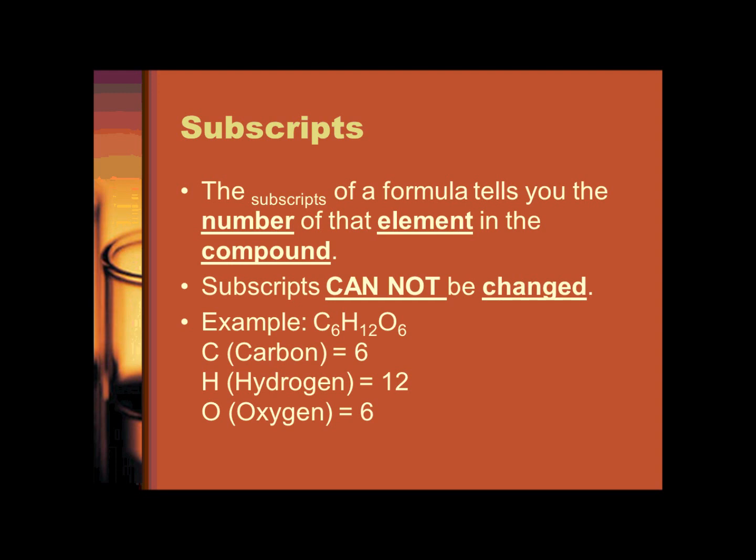Subscripts. You guys already know a lot about subscripts. The subscripts of a formula tell you the number of that element in the compound. Subscripts cannot be changed. So unlike coefficients, subscripts cannot be changed. For example, C6H12O6, the subscripts cannot be changed. So carbon is only going to have 6 atoms, hydrogen is going to have 12, and oxygen is going to have 6. Now I could put a coefficient in front of carbon.